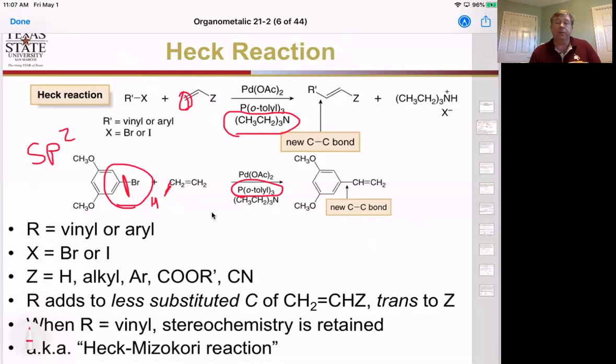There are some other derivatives where we can do other chemistry, and those tend to be called the Heck-Mizoroki reactions. But the general Heck reaction is the idea we have an aryl or vinyl halide reacting with a terminal alkene to generate a conjugated system.